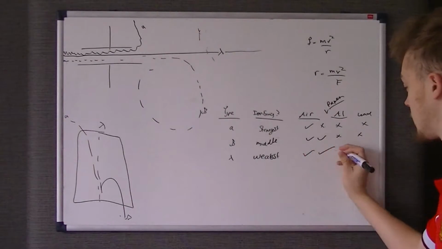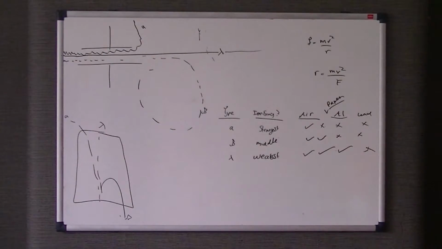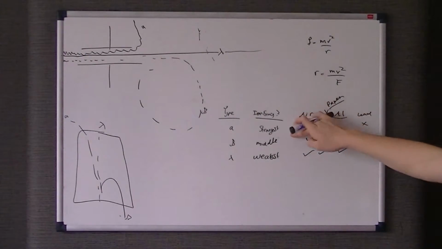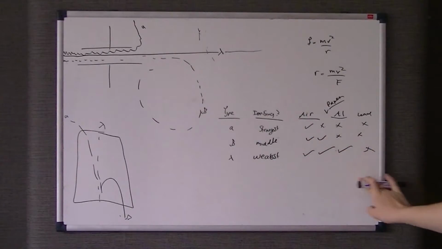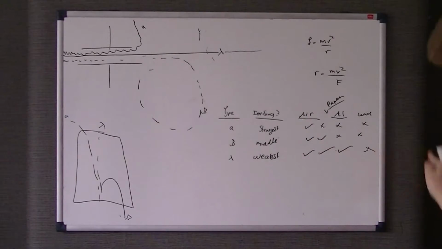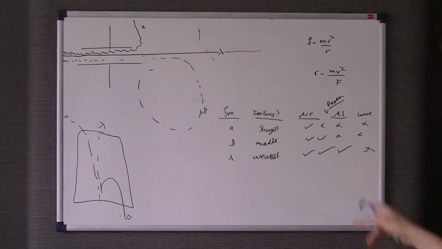All the way around, a tick means it can go through, a cross obviously means it can't. So alpha's the strongest ionising, but it can't go through anything other than air. And it can't really go through air, but it can for a short period, so we class it as being able to travel through air. So what we can see here is the stronger the ionising the radiation is, the less materials it can pass through.